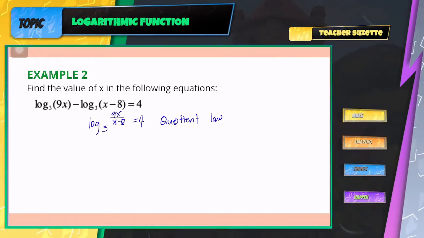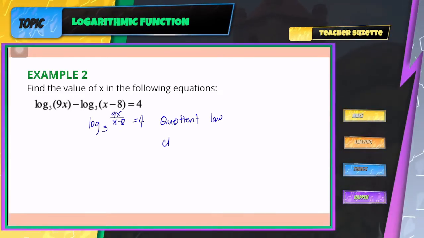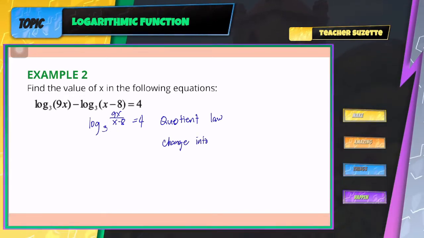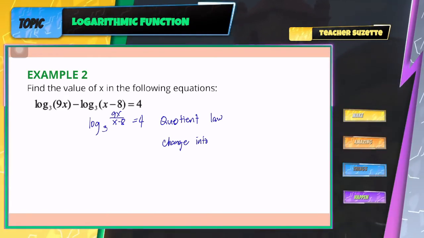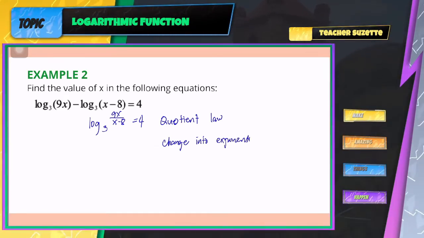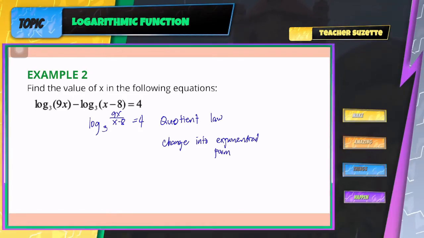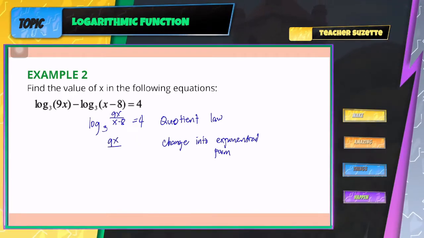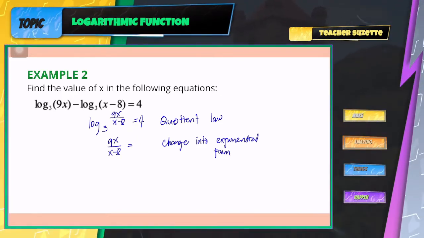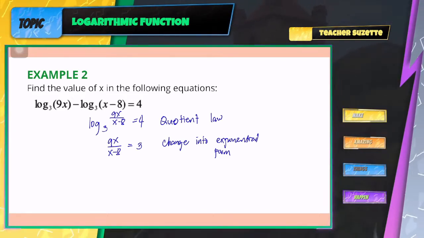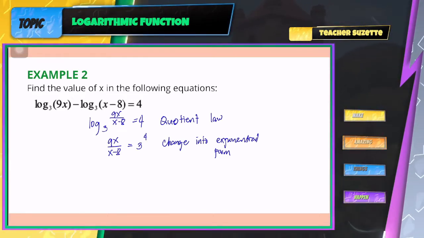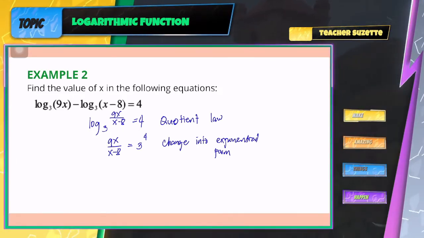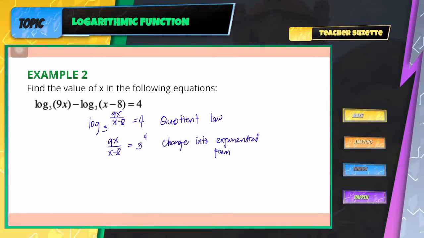Now, for this one, we can now change our logarithmic form into an exponential form. So, we will have 9x over x minus 8 equal to our base, which is 3, then our exponent equal to 4. Now we have 9x over x minus 8 equal to 3 raised to 4.